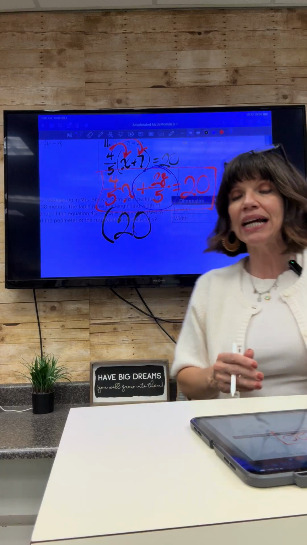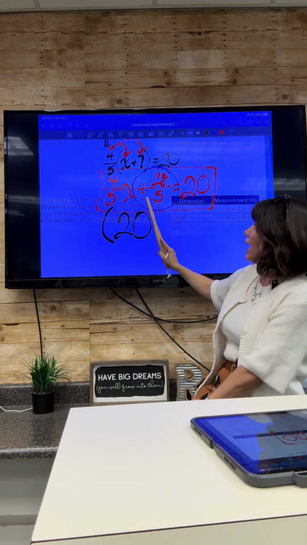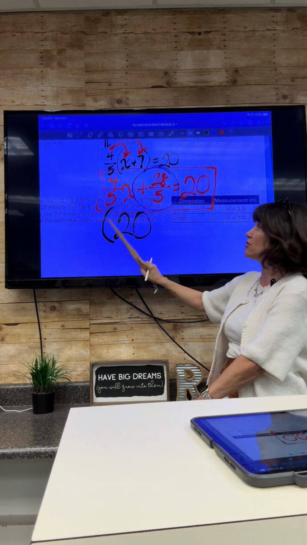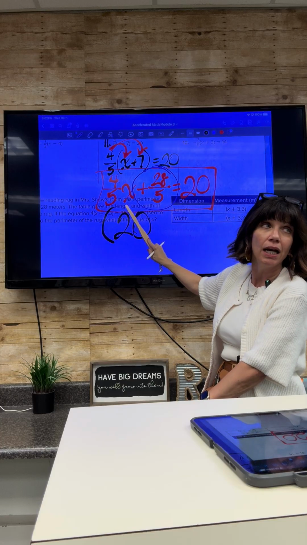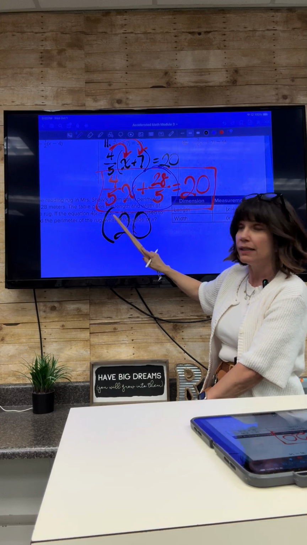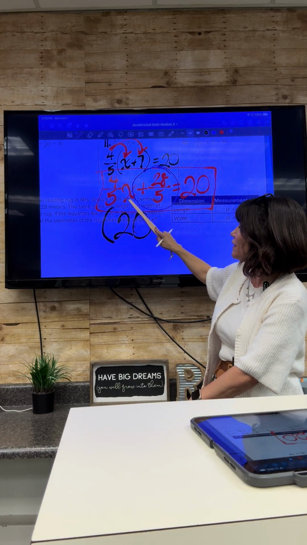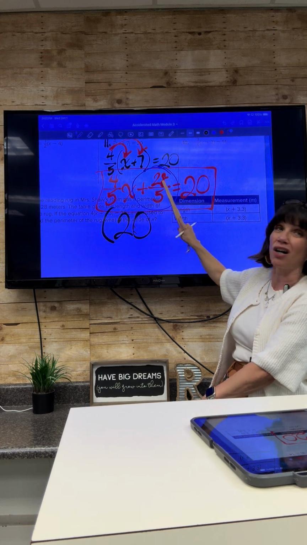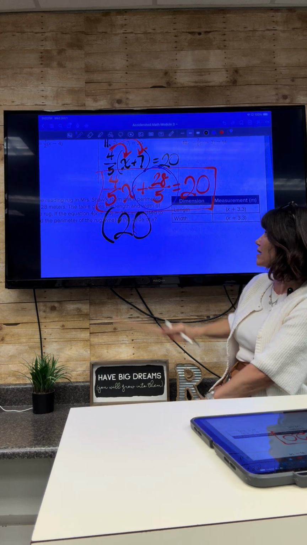Okay, now I have to undo my constant. How do I know this is the constant? Because it's not sitting next to the variable x. Excellent. That is a coefficient, that is a variable, this is your constant. Constantly alone without its bestie x sitting beside it.